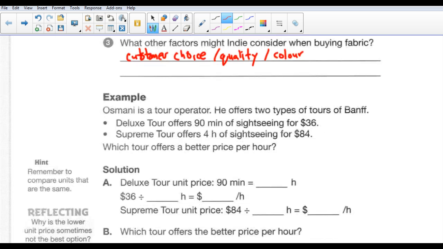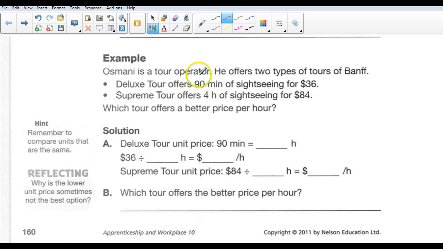Okay, let's do a second example. Osmani is a tour operator. He offers 2 types of tours of Banff. The Deluxe Tour offers 90 minutes of sightseeing for $36, and the Supreme Tour offers 4 hours of sightseeing for $84. Which tour offers a better price per hour?